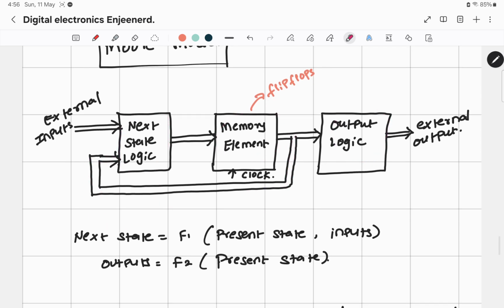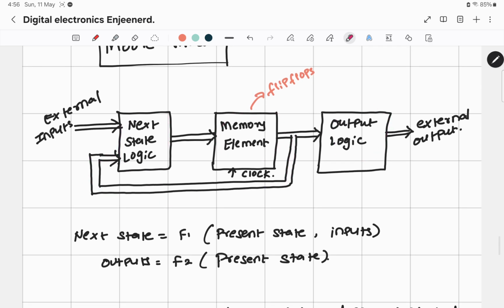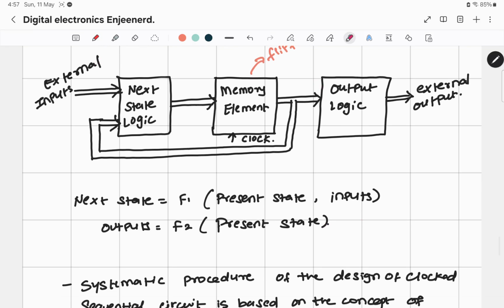Now what are the functions? The next state is a function of the external inputs and the present state from the memory. But now output logic is only and only a function of the present state. There is no input over here. So it is not a function of the external inputs that we are applying. This is what you have to understand between the Mealy model and the Moore model.